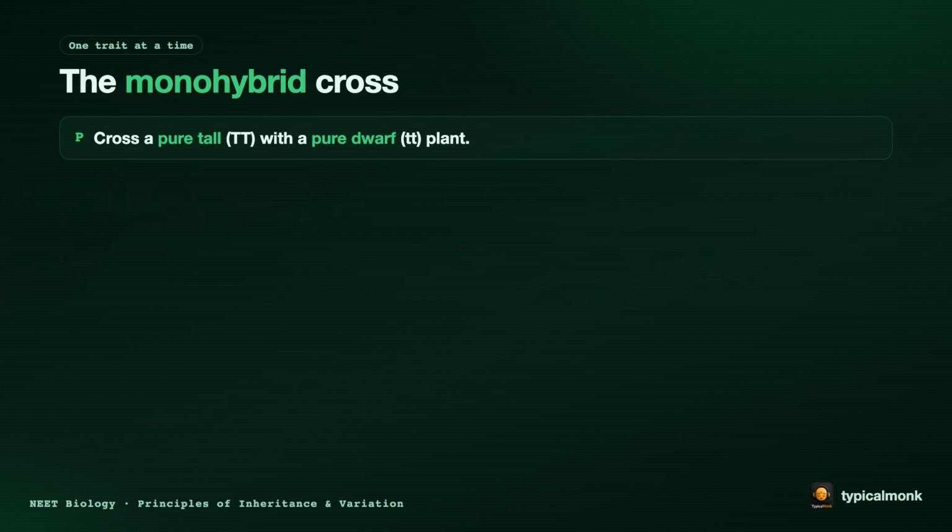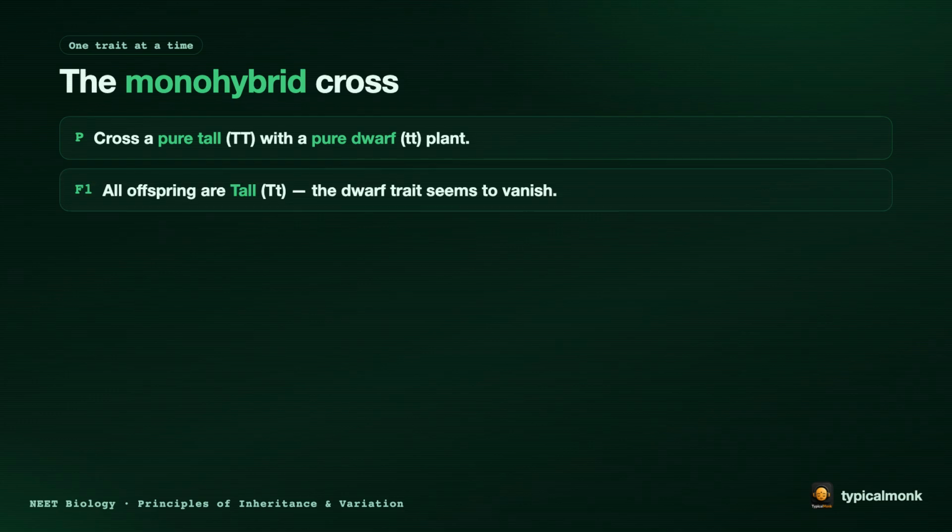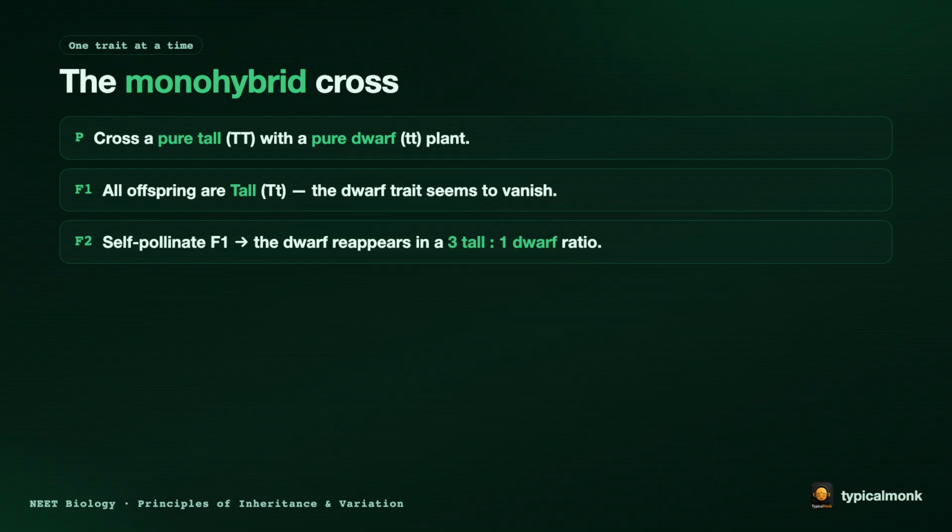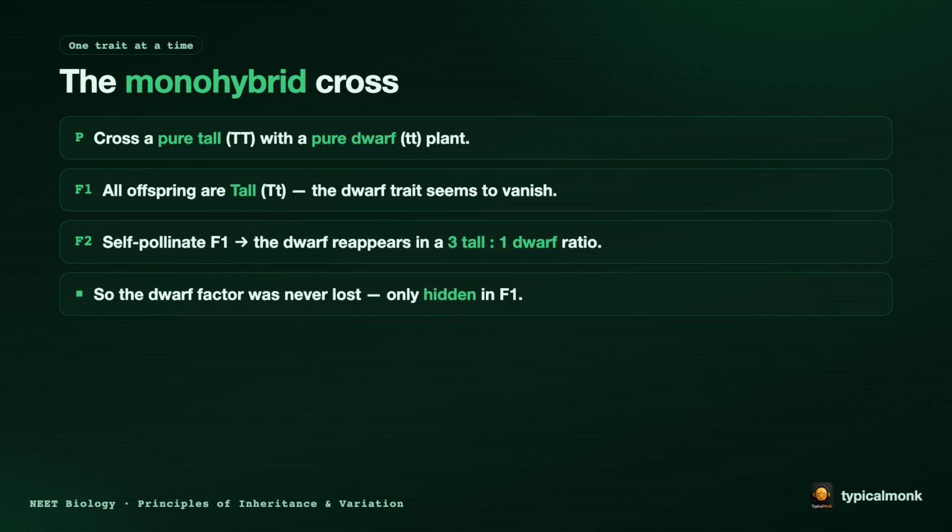Now, one trait at a time, the monohybrid cross. Cross a pure tall plant, that is TT, with a pure dwarf, that is tt. In the first generation, F1, all the plants are tall, that is Tt. The dwarf trait seems to vanish. Now self-pollinate F1. The dwarf reappears in a ratio of 3 tall to 1 dwarf. So the dwarf factor was never lost. It was only hidden in F1.